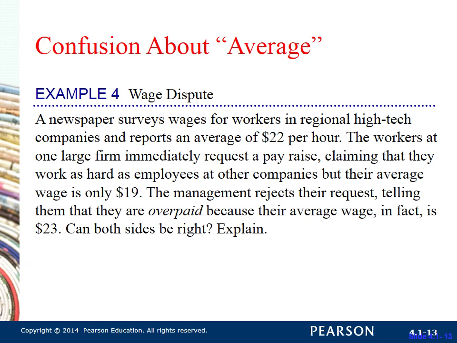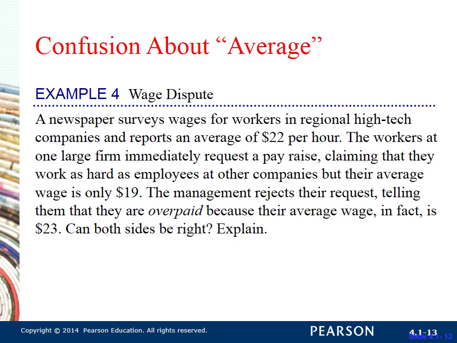So another example here is wage disputes. A newspaper surveys wages for workers in a regional high-tech company and reports an average of $22 per hour, and they just use the word average. They don't tell if it's the mean, the median, or the mode. Usually it would be either the mean or the median. So the workers at one large firm immediately request a pay raise, claiming they work as hard as employees at other companies, but their average, that word again, is only 19. The management rejects their request, telling them they're overpaid because their average wage, in fact, is $23.